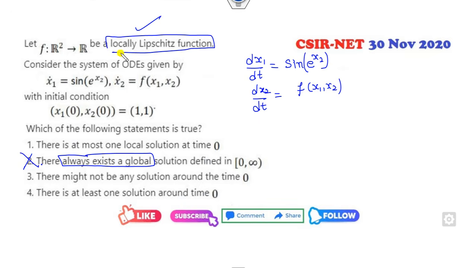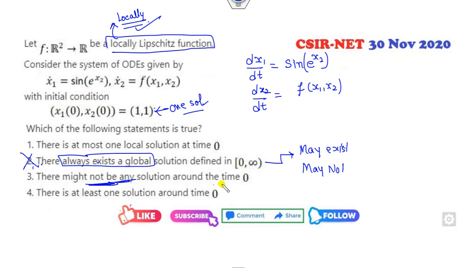Wrong option, because this system is locally, not globally, Lipschitz. So it means a global solution may exist or may not, but he said always. That's why this option is cancelled. There might not be any solution. You can see one solution is already given, but he said no solution. That option is also cancelled.